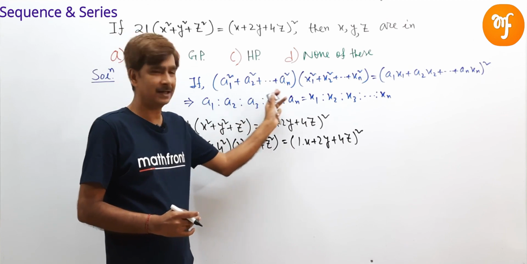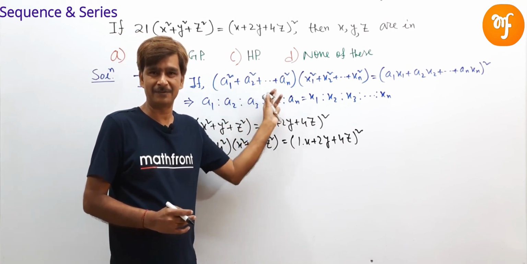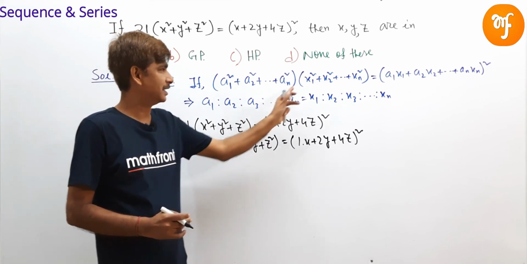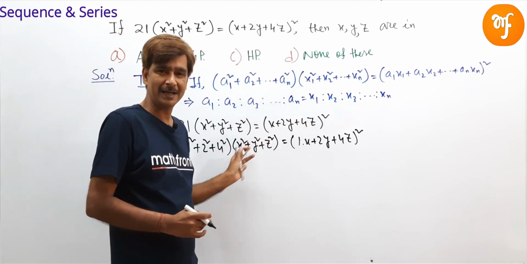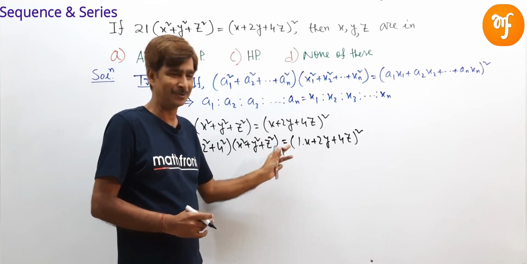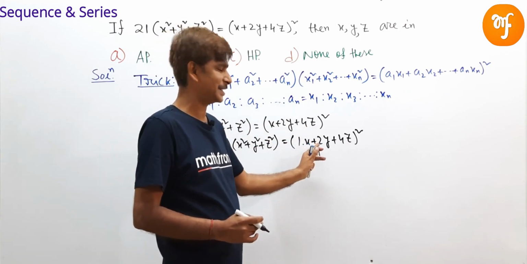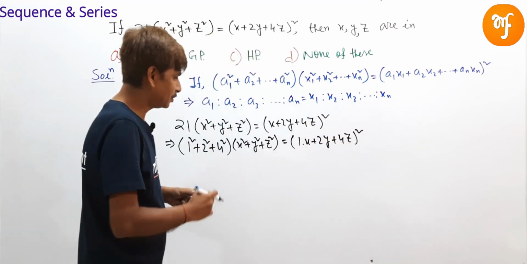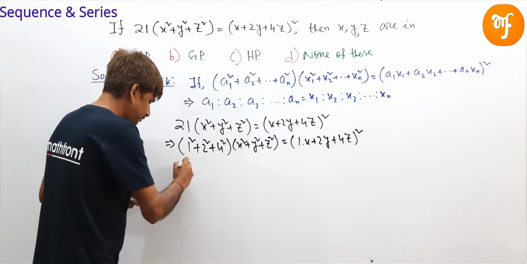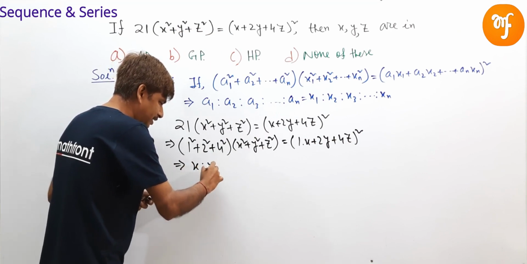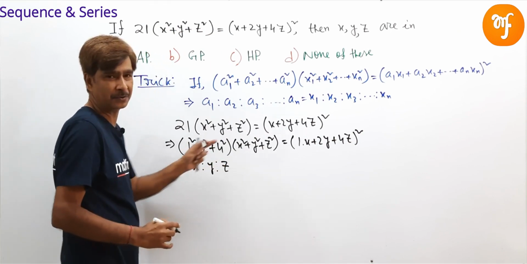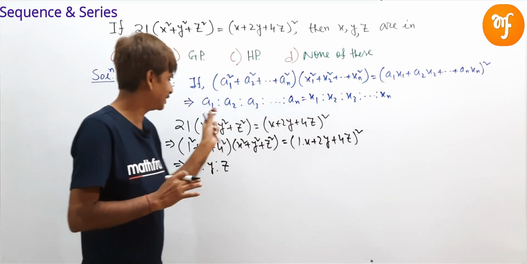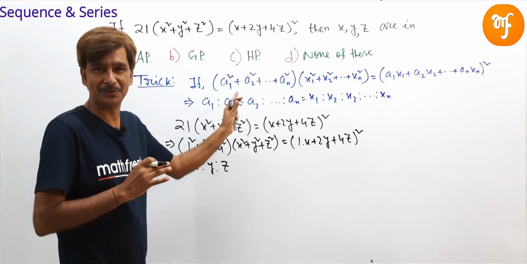In the given trick, there are n number of terms inside this first factor. So, here 3 number of terms. Similarly, instead of x1 square, we have x square. Instead of x2 square, we have y square, and so on. And this is a1 x1 plus a2 x2 plus a3 x3, and like this whole square. So, we can say x is to y is to z according to the Lagrange identity. x1 is to x2 is to x3, like this, is equal to what? a1 is to a2 is to a3, like this.